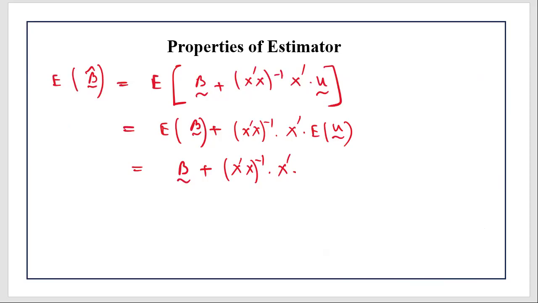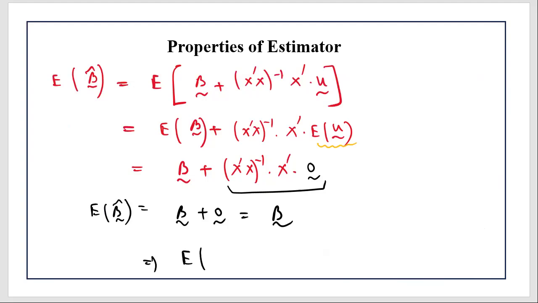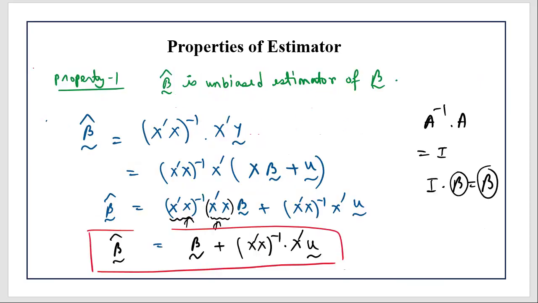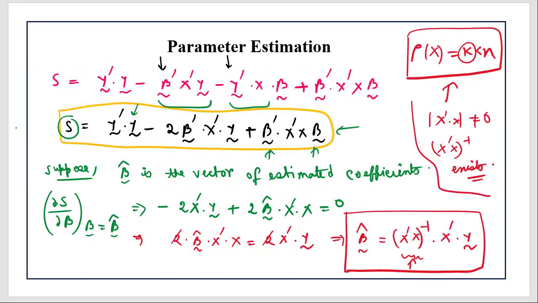Now can you tell me what this will be? This is one of the assumptions of CLRM that we discussed in the previous class. The expectation of u will be simply zero. If you multiply anything with zero, the entire thing becomes zero. So it will be beta plus zero, which is simply equal to beta. That is how you prove unbiasedness: the expectation of beta cap is exactly equal to the population parameter, which is beta. This is how you prove the first property. I hope this much is clear. So firstly, we have understood how to find the parameter estimation of beta. The formula is this.